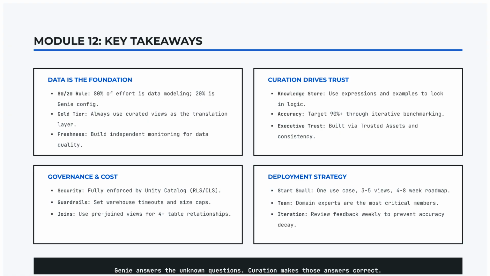Alright, let's wrap this up with the key takeaways you should tattoo on your brain. Data is the foundation. 80% of success is strong modeling and a solid gold layer. Curation drives trust. Invest heavily in your knowledge store with expressions, examples, and instructions to hit 90% plus accuracy. Governance and cost control are non-negotiable. Leverage Unity Catalog fully and set smart warehouse guardrails.